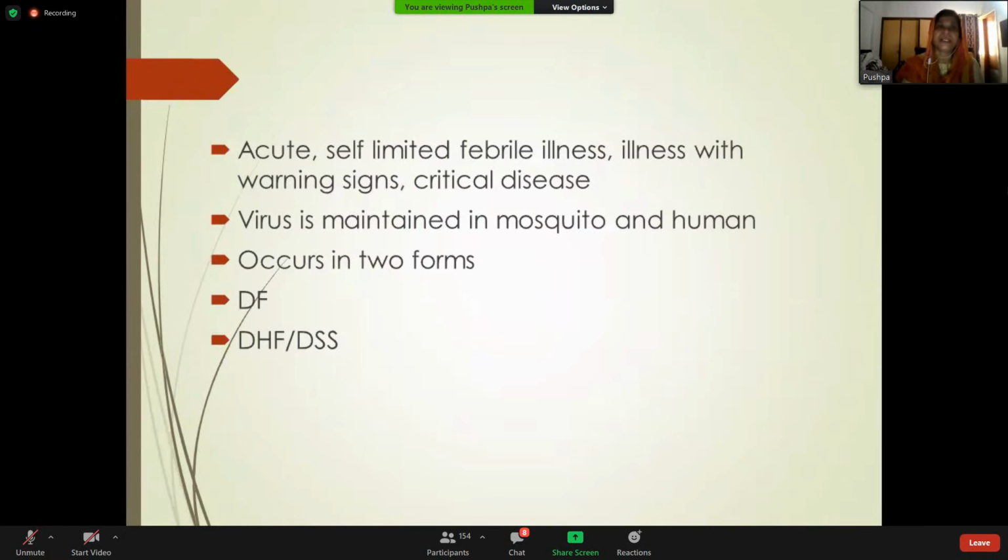So this disease is an acute, self-limited, febrile illness, because fever is also there. It is an illness with warning signs, a critical disease. The virus is maintained in mosquito and human, and it occurs in two forms: dengue fever and dengue hemorrhagic fever, or DSS, which is dengue shock syndrome.